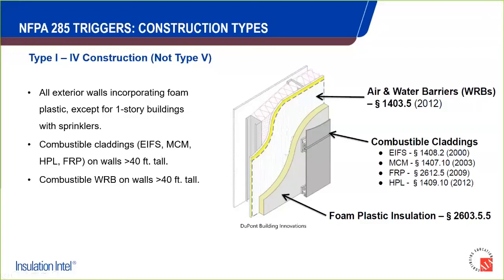So this is really adding that element of how high the building is does affect how much that fire will affect it. Combustible WRBs, this is where a recent change has been made. Including a weather-resistant barrier in that system used to be an automatic trigger for NFPA 285 testing, but now it's really just for walls greater than 40 feet tall.